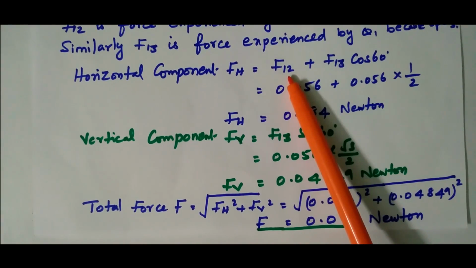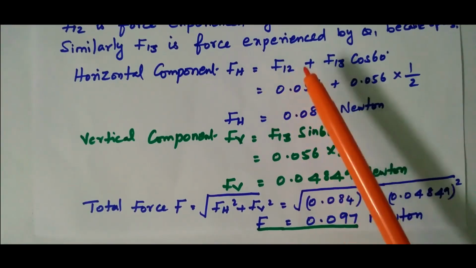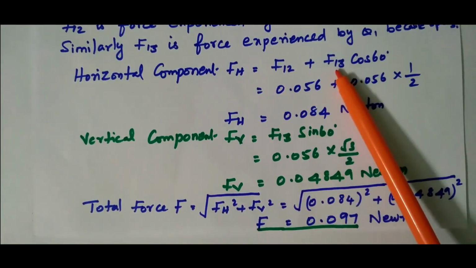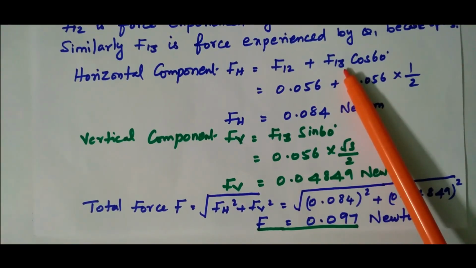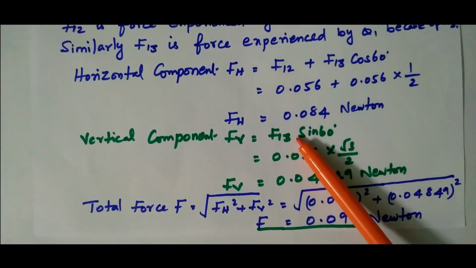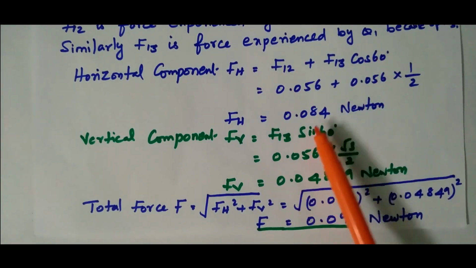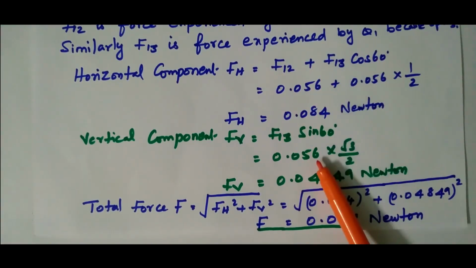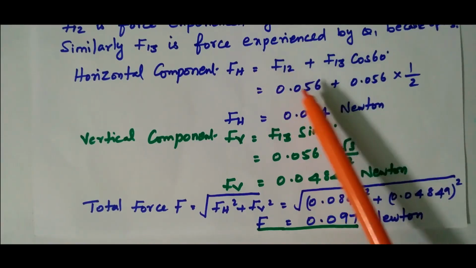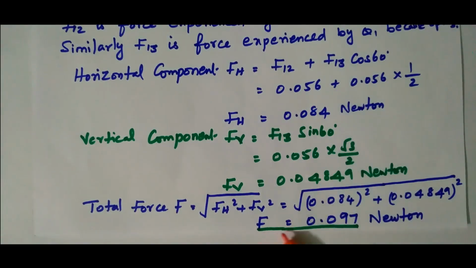I will explain again. This F12 is the force on the first charge due to the second, only horizontal, there is no vertical because both are in the same line. F13 is the force on the first charge due to the third, but it is at an angle of 60 degrees, so it is resolved into a horizontal component and a vertical component. We treated these two as horizontal, and this as the vertical. We calculated these forces one by one. This force value will be equal, already calculated, 0.056. From this we can calculate the total force, 0.097 Newton.